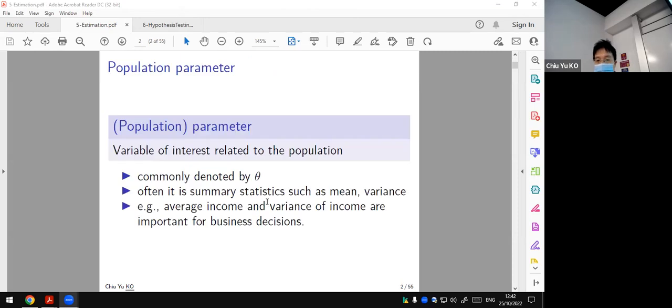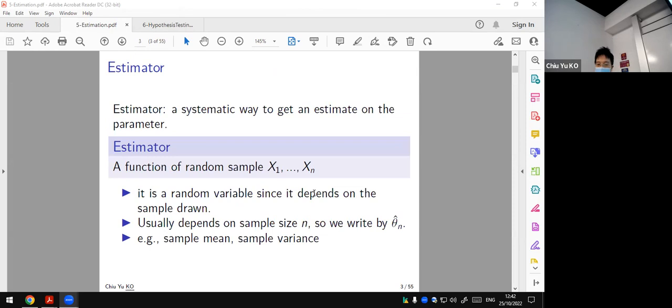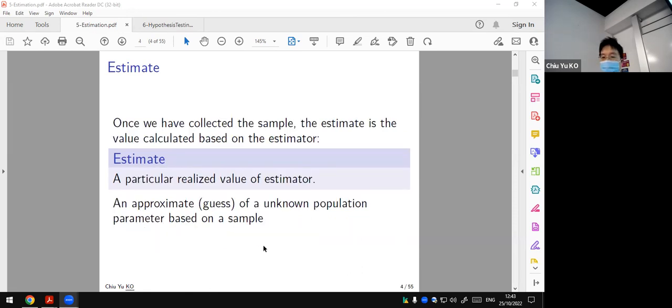Estimation. A parameter, as we said, is denoted by theta, and is something we care about. It's usually a summary statistic of the population, like the mean of income, or spending. And we have an estimator, which formally is a function of a random sample. From a random sample you get a number. Usually this depends on n, the sample size, so that's why it's theta hat n. The sample mean is divided by n, the sample variance by n minus 1, so they depend on n. An estimate is a particular realized value.